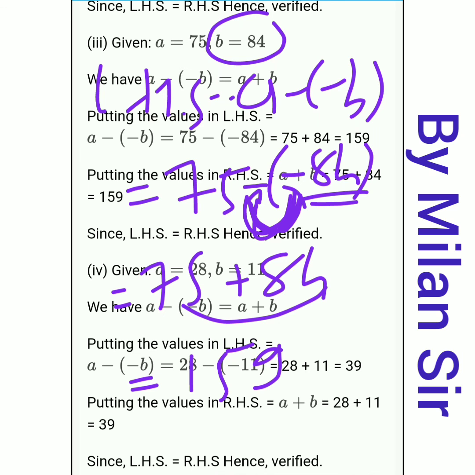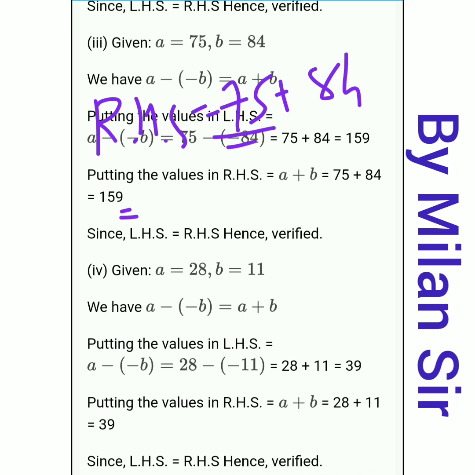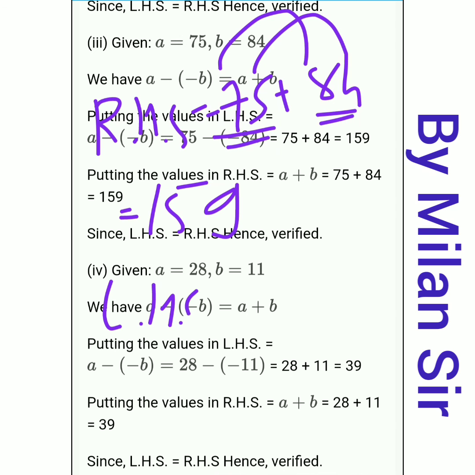Okay, then check the right hand side. In the right hand side we have 75 plus 84. Now 5 plus 4 is 9, 7 plus 8 is 15, so 159. Okay, so LHS is equal to RHS, hence verified.